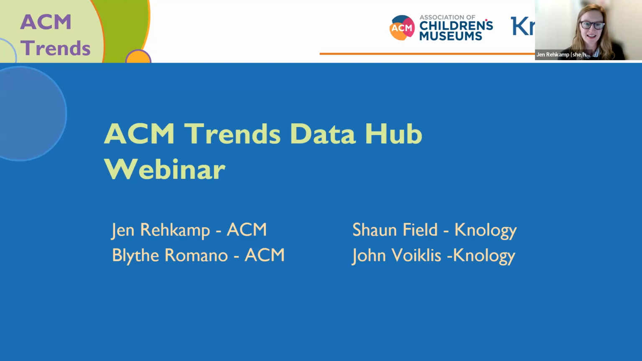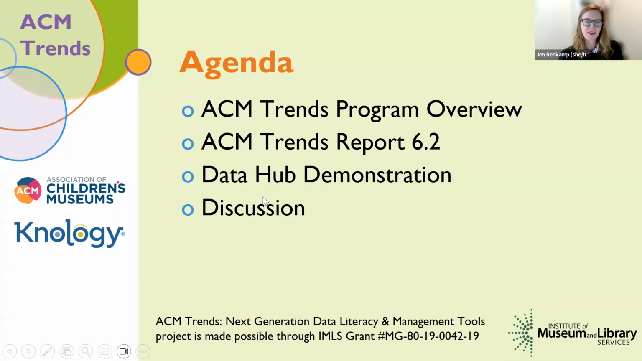Okay, next slide. So this is just the brief agenda. This is something that we're now calling the ACM Trends Program, and I'm going to describe that in just a minute. And then the next part of the agenda is going to be using the most recent trends report we have, about 6.2, which is announcing the Data Hub, but also discussing some of the ways of analyzing that data. John Voiklis is going to walk us through that very briefly. We'll also provide a link to it. And then Sean is really going to drive the majority of the conversation, and walk you all through the ACM Trends Data Hub.